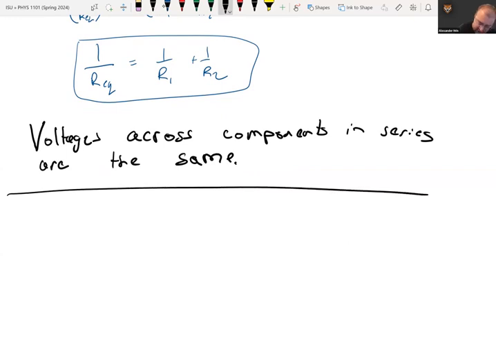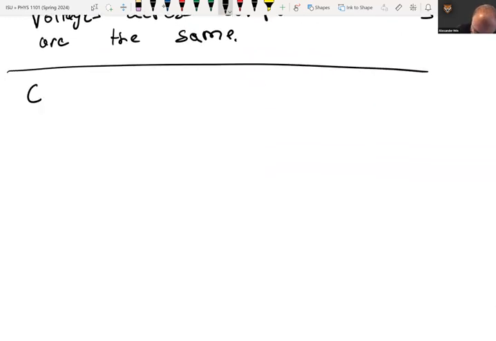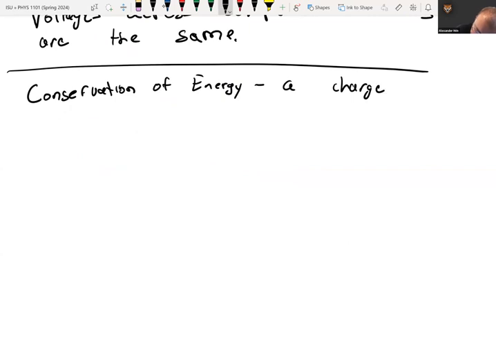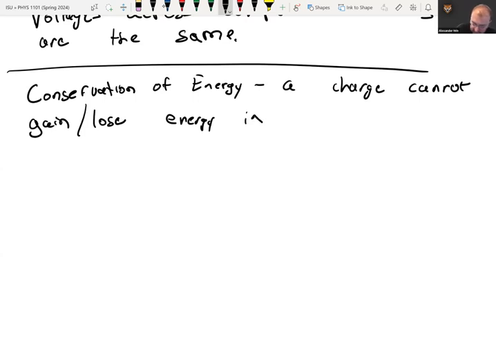All right. So the last conservation rule I want to get into is the conservation of energy. And the idea behind conservation of energy is that a charge cannot gain or lose energy in a trip through a circuit.